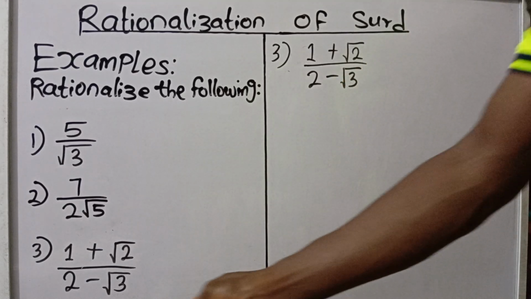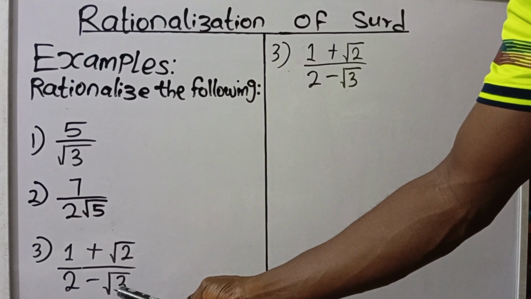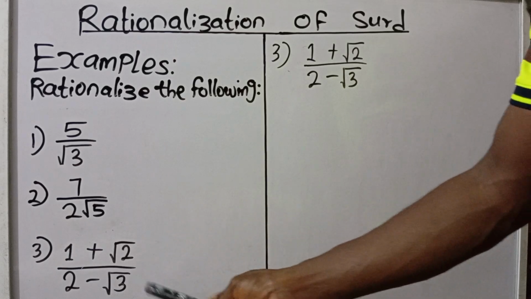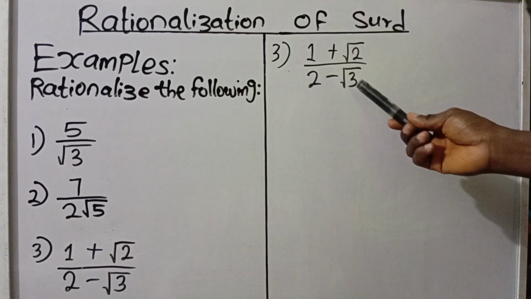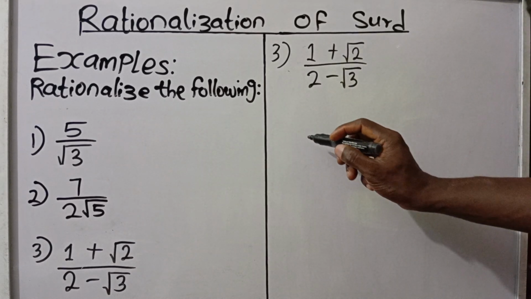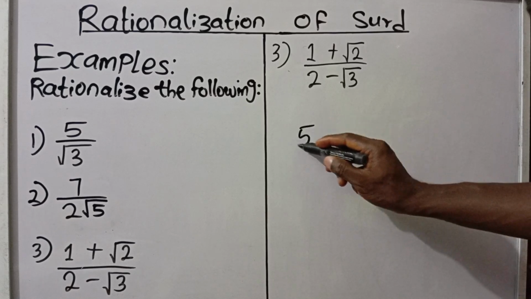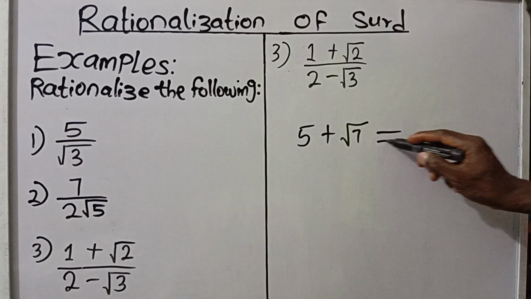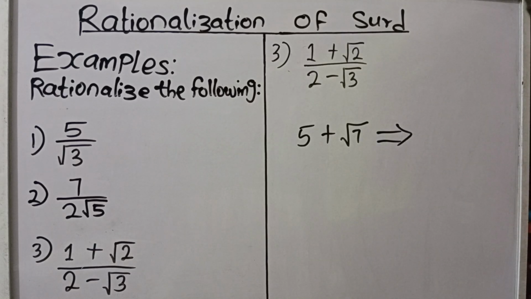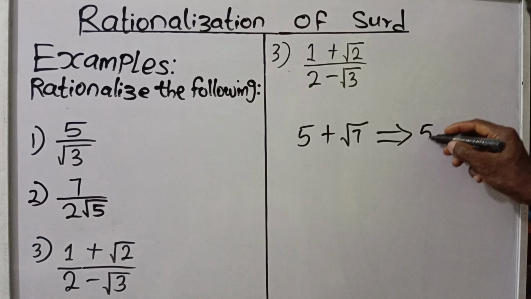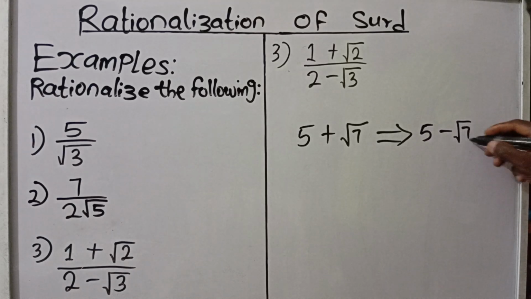Whenever you are dealing with an expression as a denominator that contains a surd, what you are going to be using to multiply the up and down is the conjugate of the denominator. So what do we mean by this conjugate? Let me give you some instances. If you have, for example, 5 plus root 7, what is the conjugate of 5 plus root 7? The conjugate of 5 plus root 7 is 5 minus root 7.